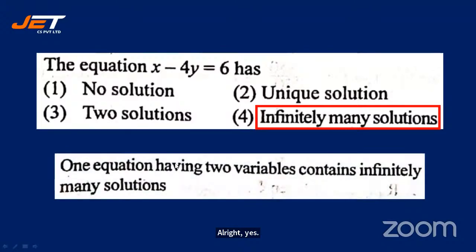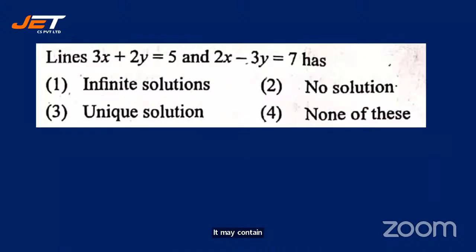Right. So the equation x minus 4y is equal to 6 has infinitely many solutions, because one equation having 2 variables contains infinitely many solutions. So what do you mean by this? X can have n number of solutions, y can have n number of solutions. That is what they say, that when there are 2 variables, the equation may contain n number of solutions. N number is nothing but infinite number of solutions. All right. See the next question.